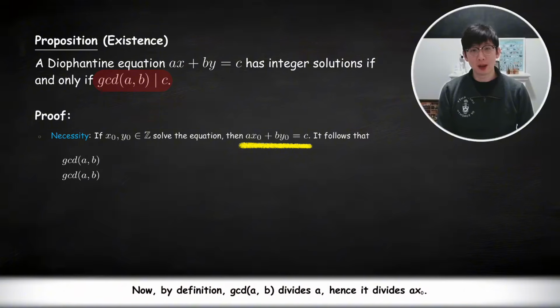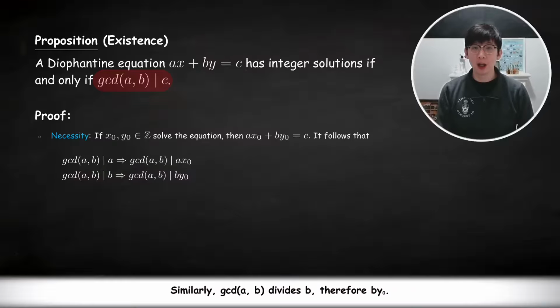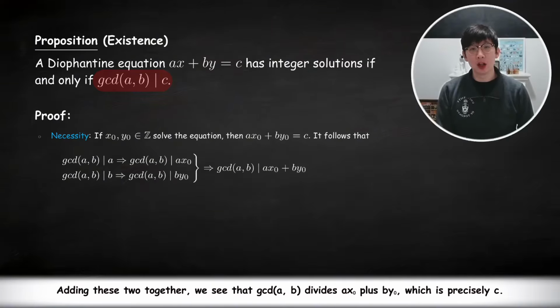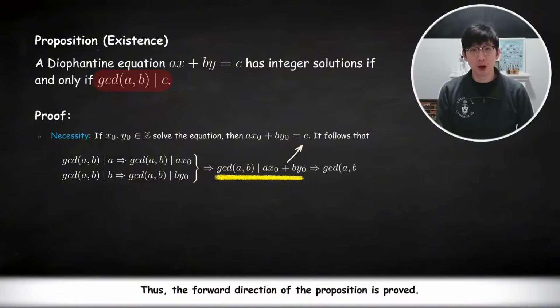Now, by definition, gcd(a,b) divides a, hence it divides a x naught. Similarly, gcd(a,b) divides b, therefore it divides b y naught. Adding these two together, we see that gcd(a,b) divides a x naught plus b y naught, which is precisely c. Thus, the forward direction of the proposition is proved.